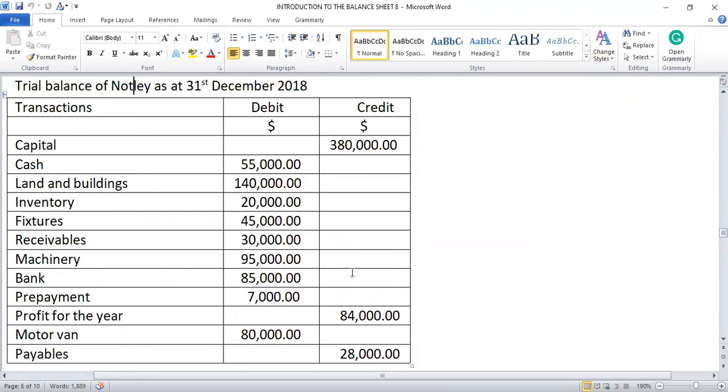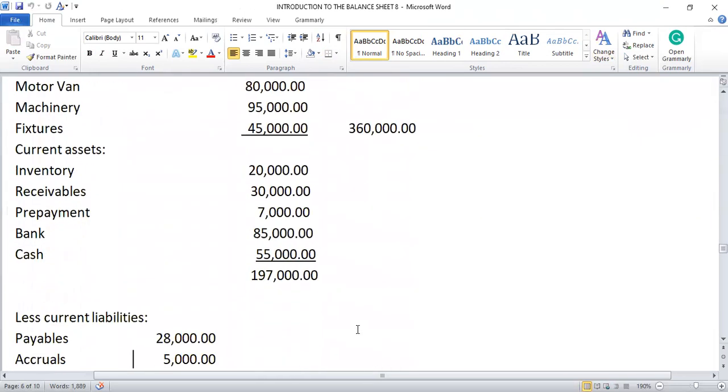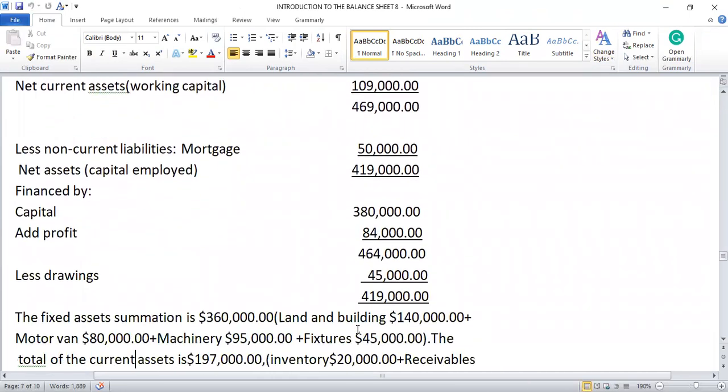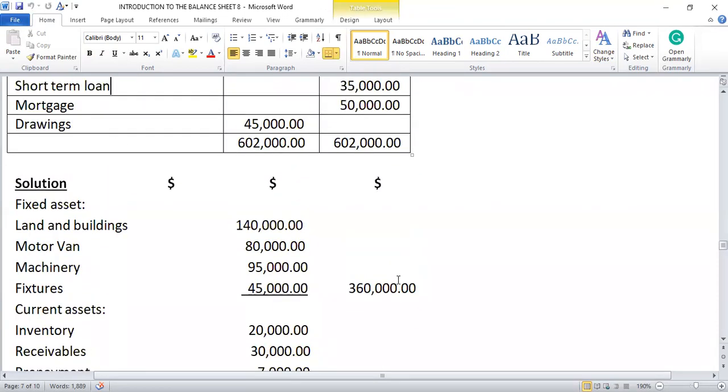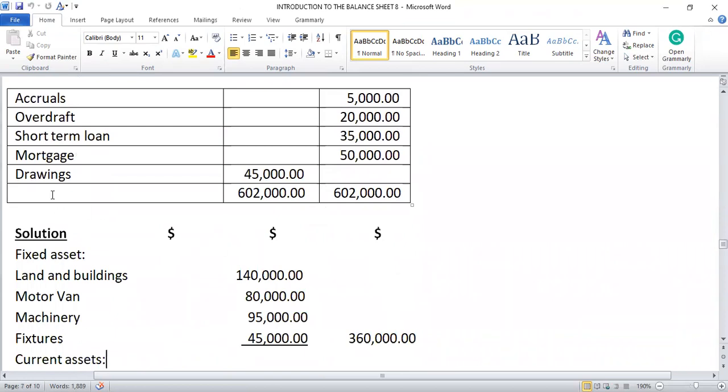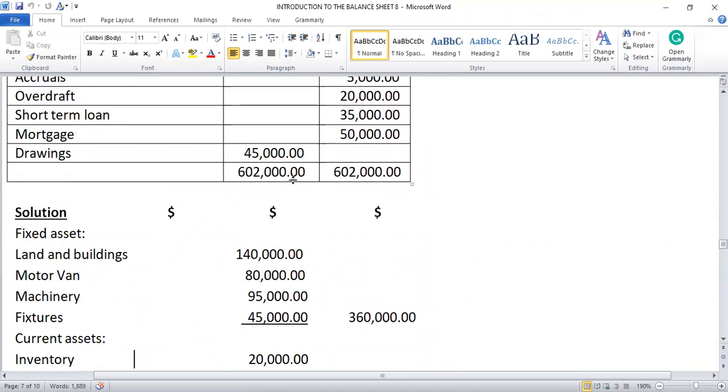So our capital, $380,000. Then we add up our profit, $84,000. So that's it. We arrive at $464,000. Then we deduct our drawings, $45,000 from it. So this is our drawings. These are drawings, $45,000.